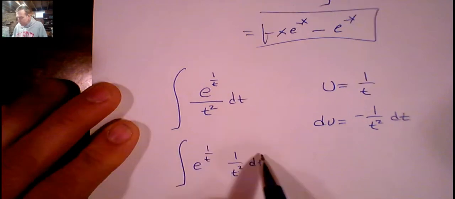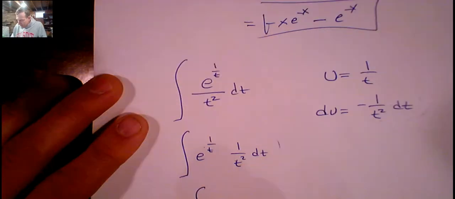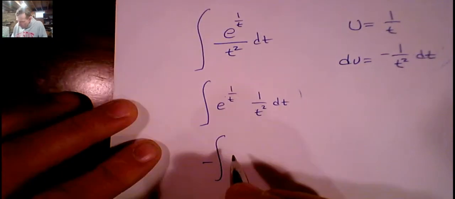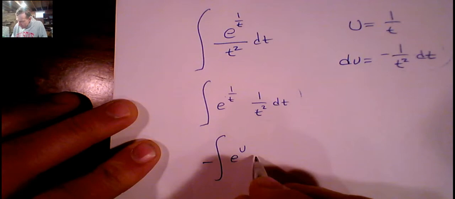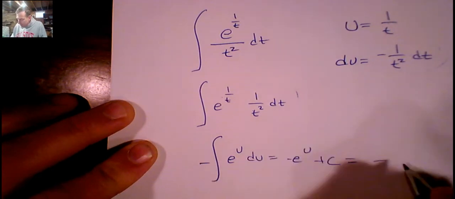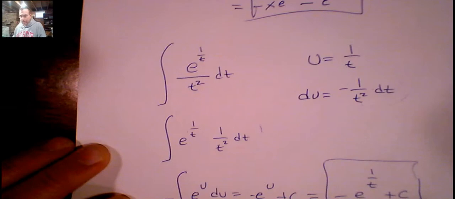Now it's pretty obvious here, hopefully, that there's your substitution for u, and your substitution for du. So this ends up being the negative, because of that negative there, of the integral of e to the u du, which is just negative e to the u plus c. Check it with Wolfram Alpha.